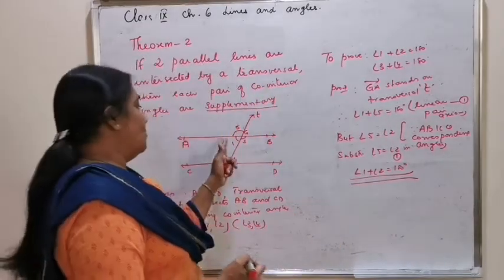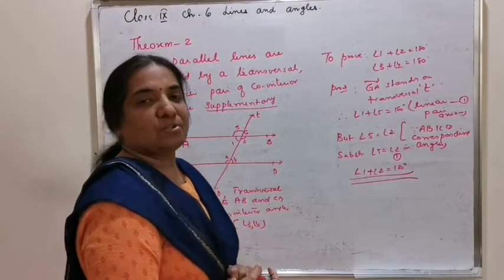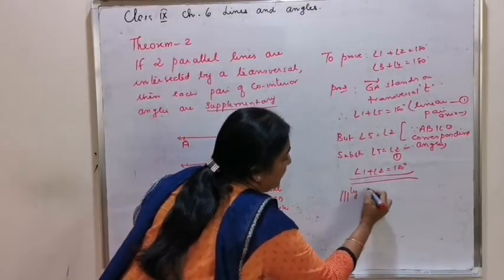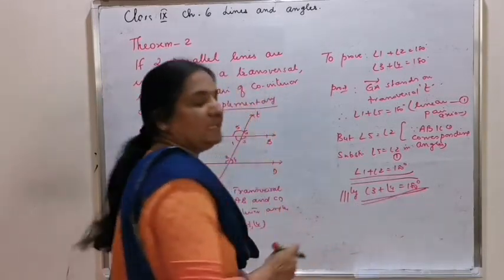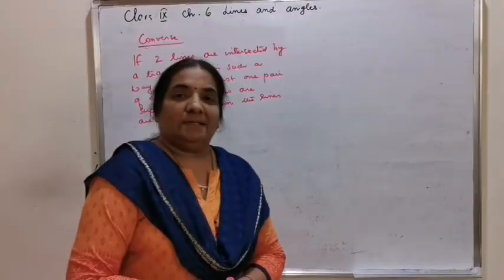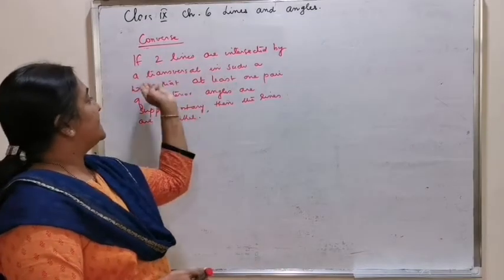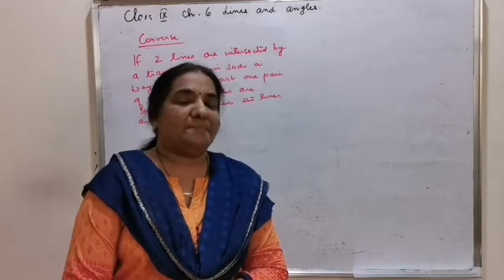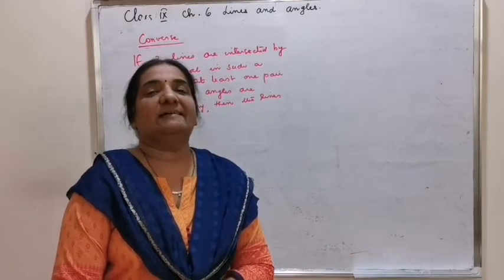That is, the co-interior angles sum is 180, or the co-interior angles are supplementary. You can just write similarly, angle 3 plus angle 4 is also 180 degrees, the second pair of co-interior angles. The converse of the previous theorem: if two lines are intersected by a transversal in such a way that at least one pair of co-interior angles are supplementary, then the lines are parallel.